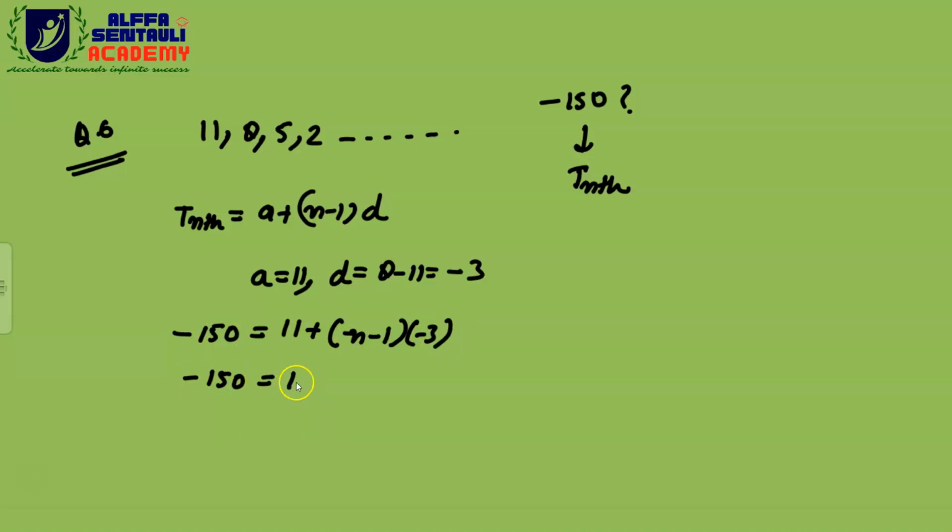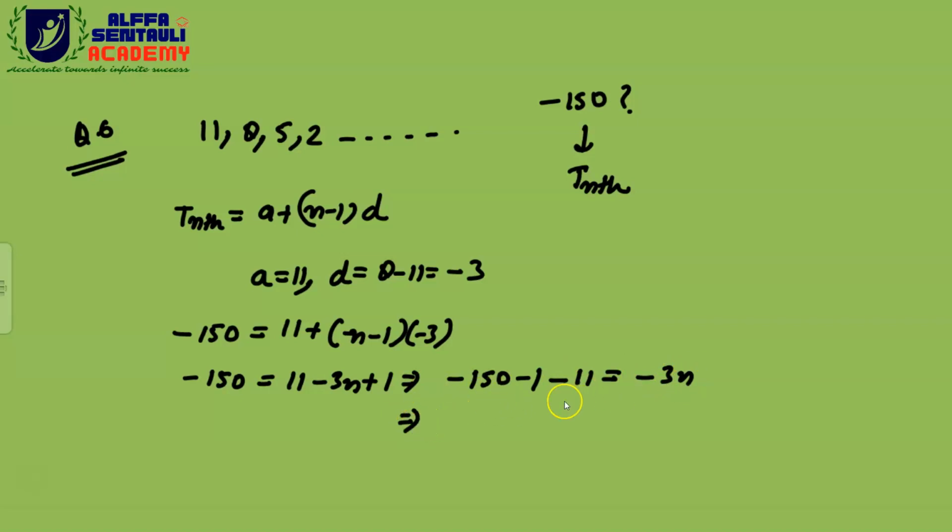This is equal to 11. Then if you multiply this minus 3 into n, this will become minus 3n. Minus 3 into minus 1 will become plus 3, correct? Now let us simplify this. Minus 150 minus 1, correct? We are bringing this minus 1 this side, and also 11 towards this side. So plus 11 will become minus 11, and this is equal to minus 3n, correct?